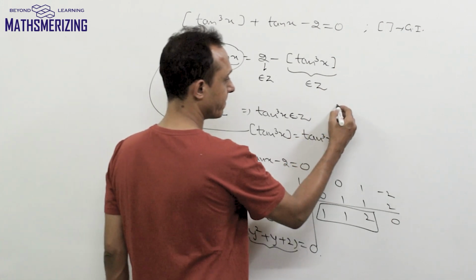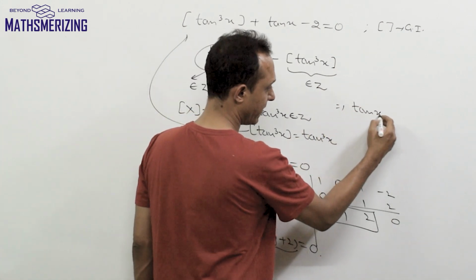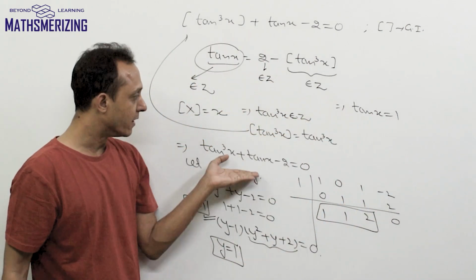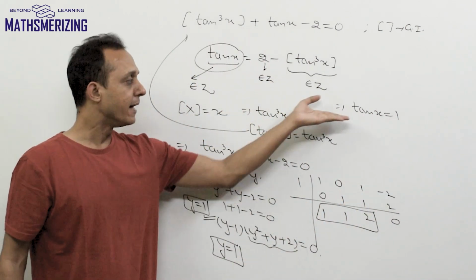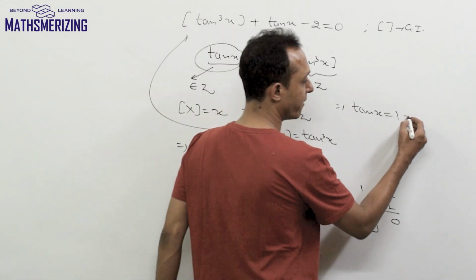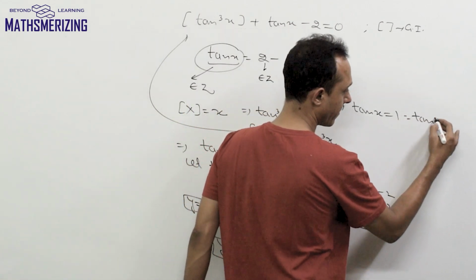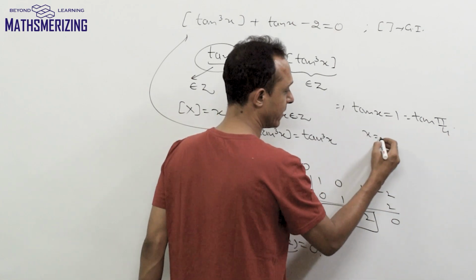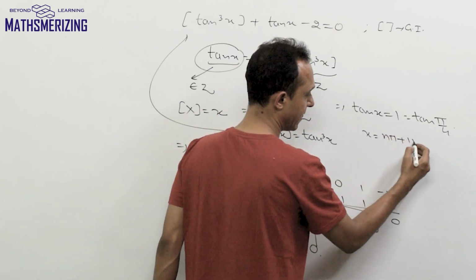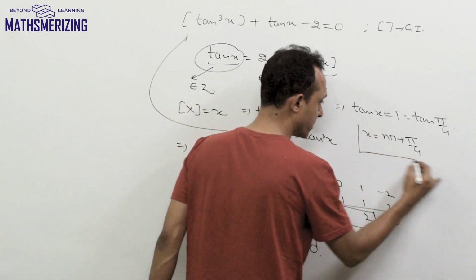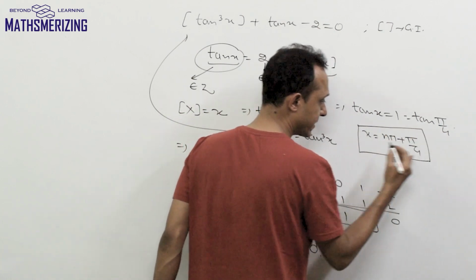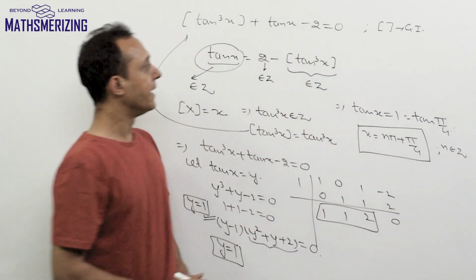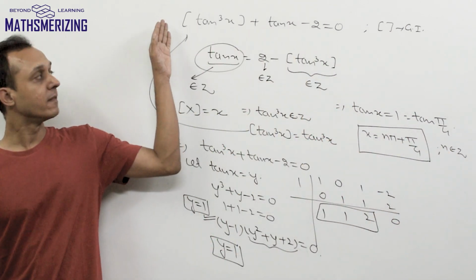That is, the value of tan x should be 1. And mind you, this value has to be an integral value. So in this case, it actually is an integral value. So tan x equals 1, which is tan pi by 4. So the general solution of tan x equals tan alpha is x equals n pi plus alpha. So the solution to this equation is x equals n pi plus pi by 4, where n is an integer. So this is how we are going to solve these questions.